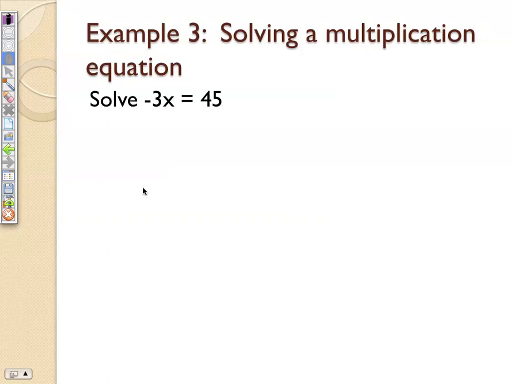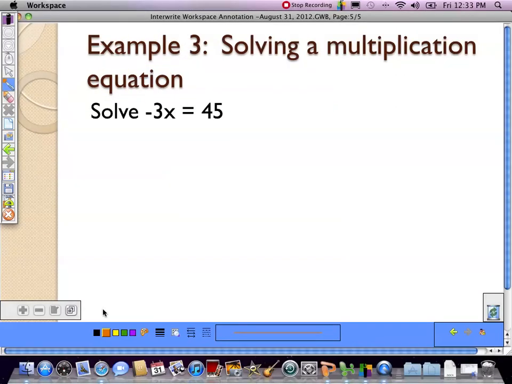All right, let's try example 3. This is solving a multiplication equation. So again, start with drawing your line straight through the equal sign. And of course, when you become a master at one-step equations, you no longer need to draw this line, but we're going to keep it here just to help keep our work organized. Now, which side do you think that you need to start on? If you said the left side, then you are correct. You always start on the side that has the variable because that's what we're trying to solve for. So we're going to start on the left side.